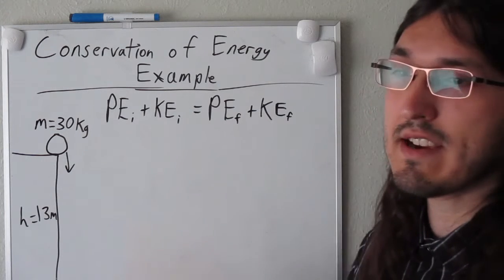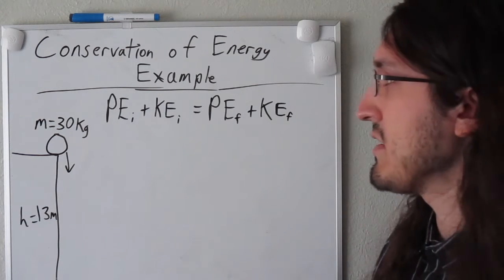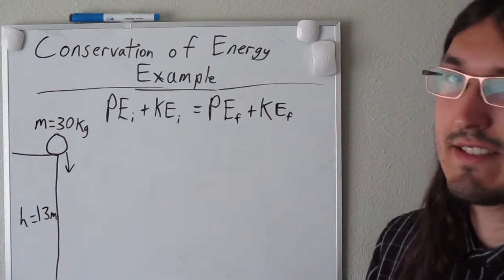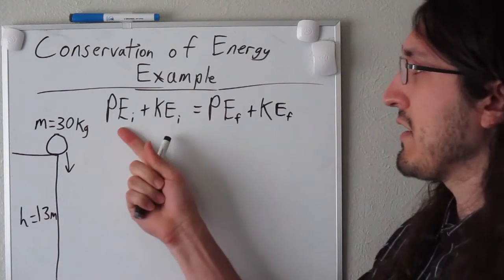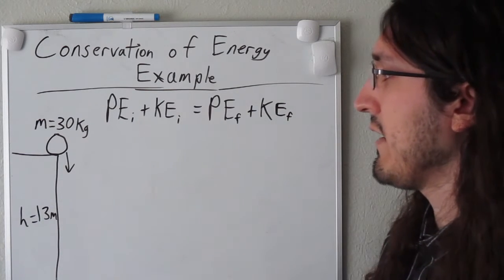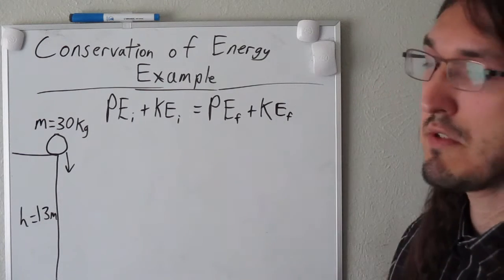I'm going to reapproach the calculation I did last time, but just using energy and not using the old kinematics free fall equations. So let me show you how to do that. Okay, first I'm going to find the potential energy initial with this problem. I have a mass of 30 kilograms and a height of 13 meters. Potential energy is equal to mgh.